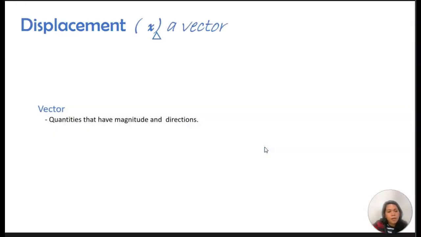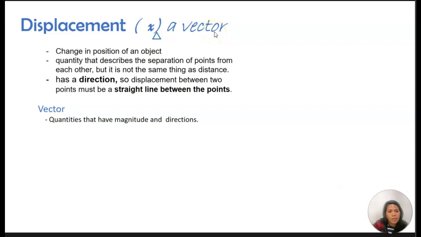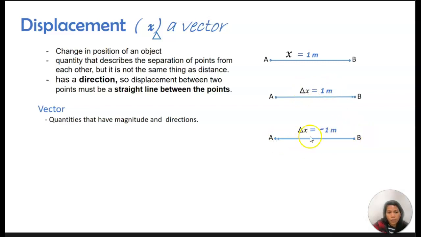Displacement, on the other hand, is represented by delta x, and this is a vector quantity. It is just the change in position of an object. Because it has a direction, it is always represented with a straight line between the points. If our distance from A to B is 1 meter, displacement is from where it starts to where it ends. Since it starts here and goes west, the displacement, delta x, is 1 meter. What if it goes in the opposite direction? The displacement going east is negative, so it's going to be negative 1 meter.